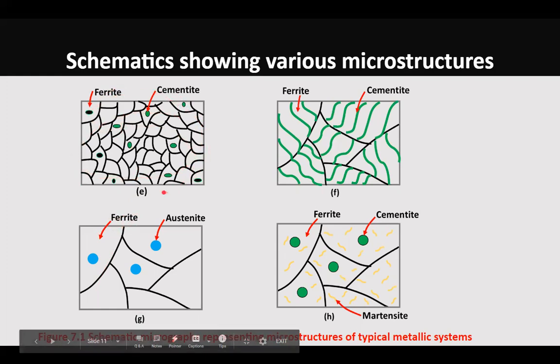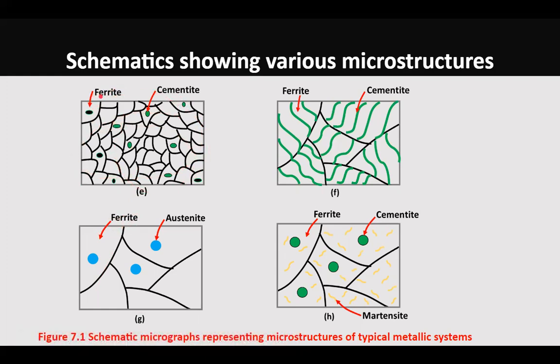But in this grain size, again two phases are present. One is ferrite and the other is cementite. All these regions in the black are the grain boundaries. Here another type of microstructure is being shown.